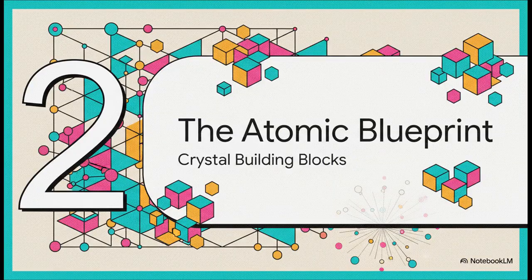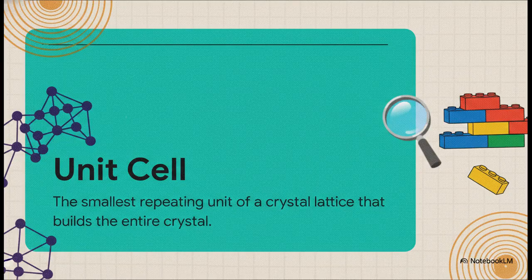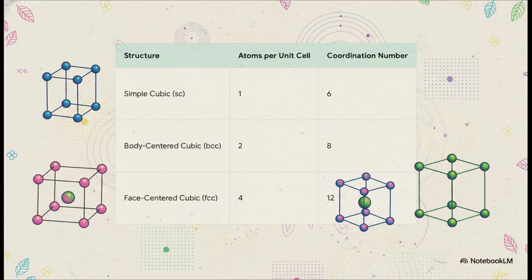So if the lattice is the scaffolding, what are the actual building blocks that we place on it to create the final structure? Well, that block is called the unit cell. And honestly, the best way to think about it is like a single Lego brick. You take that one brick and you can repeat it over and over and over to build something huge, right? The unit cell is exactly that for a crystal. It's this tiny, fundamental package that contains all the information, which atoms go where, and by just repeating it in all directions, you build the entire crystal. It's nature's ultimate efficiency.